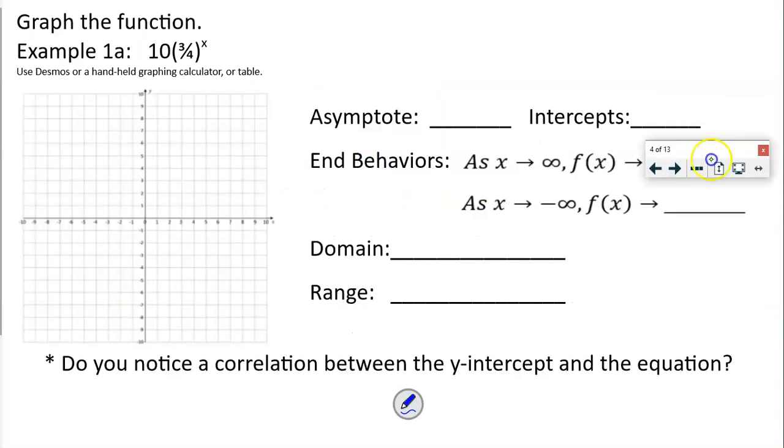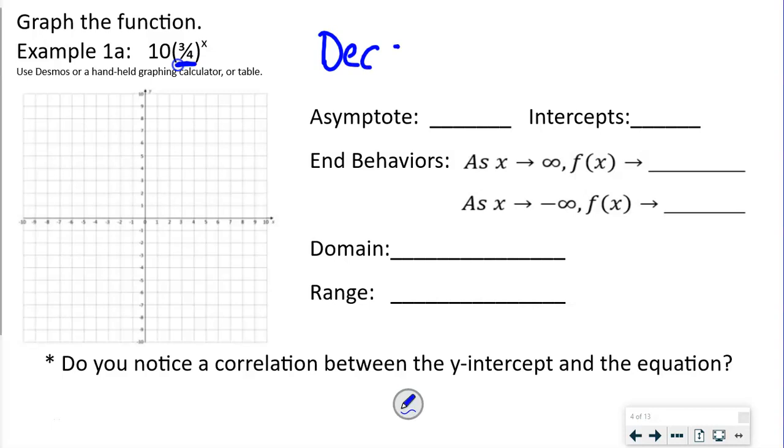Now when we talk about this next one, we're going to talk about the asymptote, the intercepts, all of this. The first thing I want to ask you, though, is based on what this value is right here, is this growth or decay? Hopefully you can see, because it's a fraction, it's going to be a decay function. Then, once again, we're talking about our asymptote. With all of these, the asymptote is going to be the x-axis, so y is equal to 0. And let's go ahead and graph this, and we're going to then talk about the intercept.